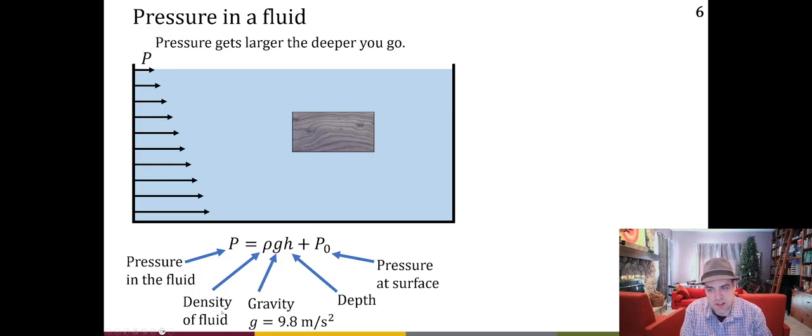Rho, again, that's just the density of the fluid. G is gravity, which is 9.8. Now H is the depth. That's the depth from the surface to where you are. And P0, that's the pressure at the surface. If this is just open to air, that'll just be that atmospheric pressure we talked about, the 101,000 pascals.